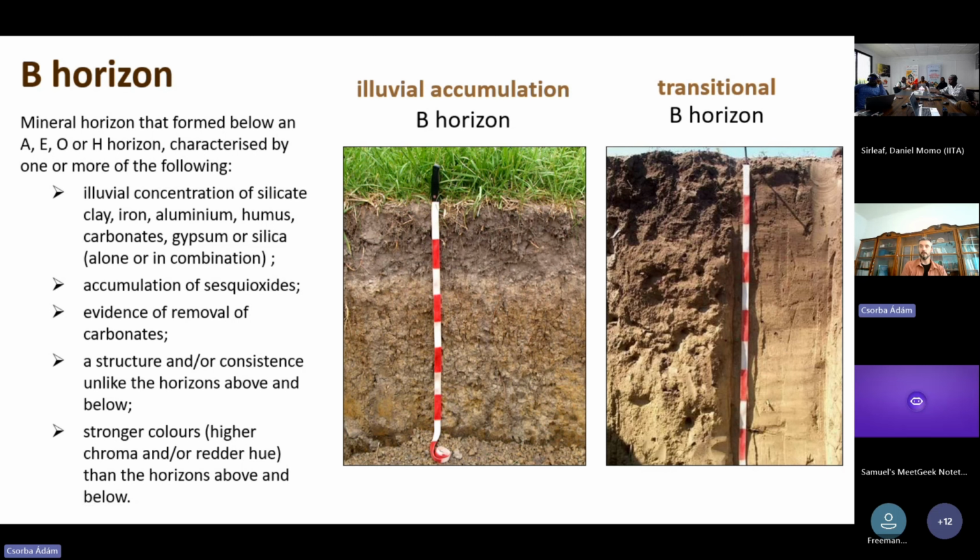That means that they show structure and color without any evidence of accumulation here. As you can see on the right side of the screen, in this kind of B horizon, we see the gradual transition between the organic matter-rich topsoil and the organic-poor parent material. This transition is the so-called transitional B horizon.